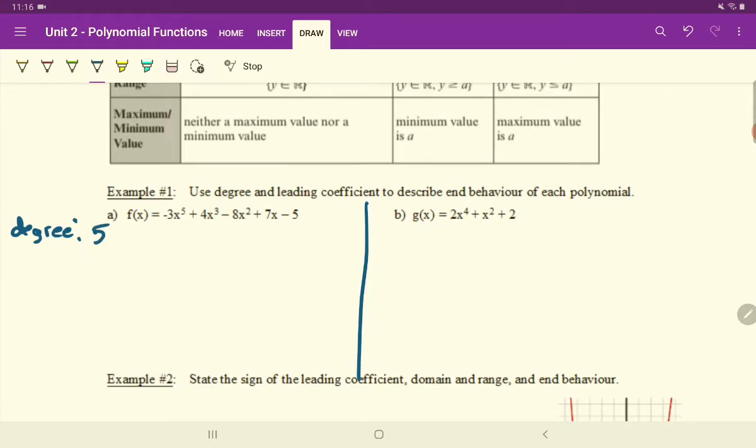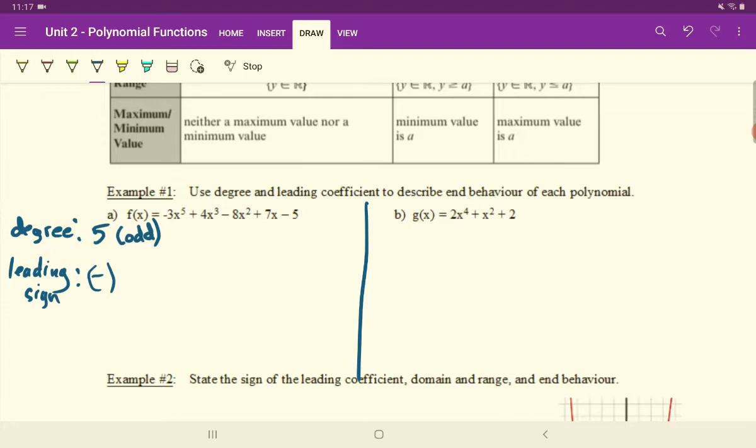5. Which tells me that this is going to be an odd degree. Okay. And our leading sign is what? Negative. Okay, that's important to note. Because now we have to describe the end behavior that's going to occur. And we can just use this table to find things. But I'd like for you to understand and not just rely on the table so much.